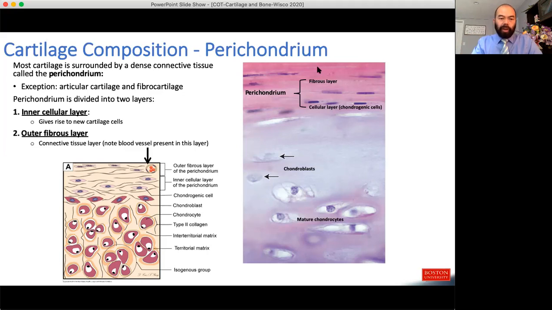In this perichondrium, we have two layers. We have an outer fibrous layer, which again is mostly collagen fibers, and we have an inner cellular layer, which are the cells that have differentiated from mesenchymal stem cells that are moving towards the matrix, right? And you can see that in that picture that we saw earlier before, okay?